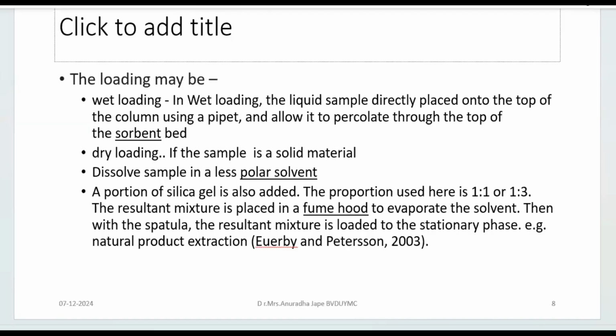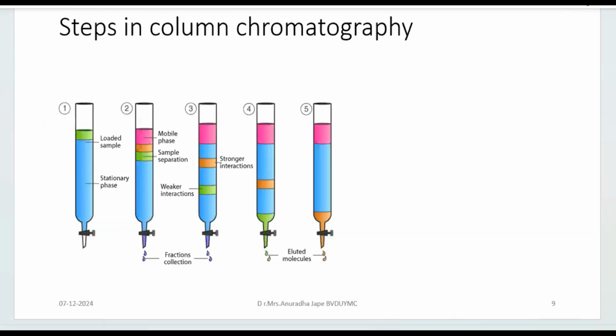So there are different ways of loading the sample, but generally it is with the help of a syringe or capillary tubing, when you are doing it manually. Otherwise, with the help of auto control peristaltic pumps, you can load the sample. Right. So here in the next slide, you would see the schematic representation for how column chromatography would work.